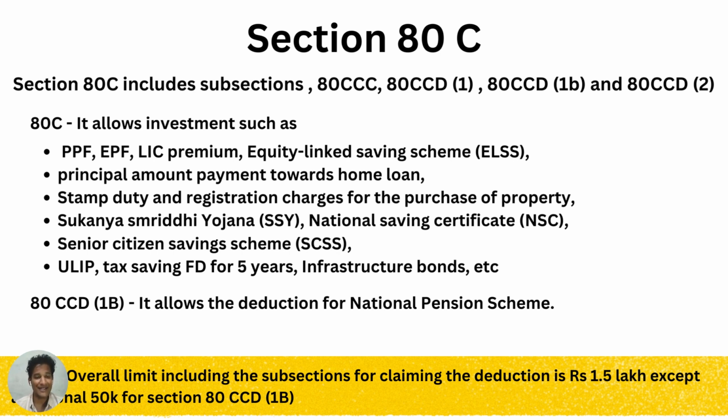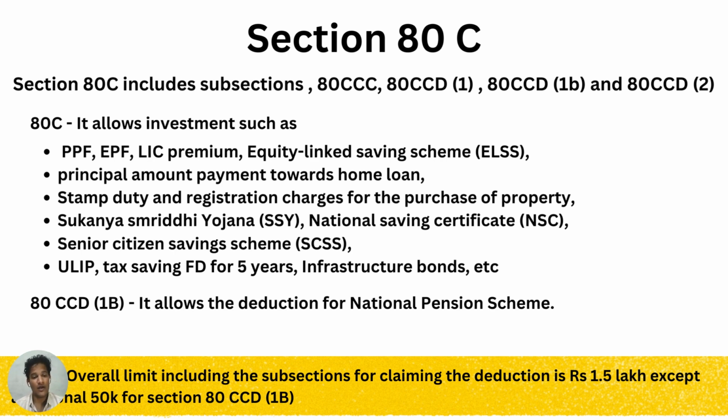Now I'll jump to 80CCD1B, which allows you a deduction for the National Pension Scheme. What is the National Pension Scheme? It helps secure your old age, that is after 60, 65. I started investing in NPS with a very small amount because it has a very long lock-in period, like 30 or 40 years you can consider. So yeah, under 80CCD, I invested in NPS, and in PPF as well.